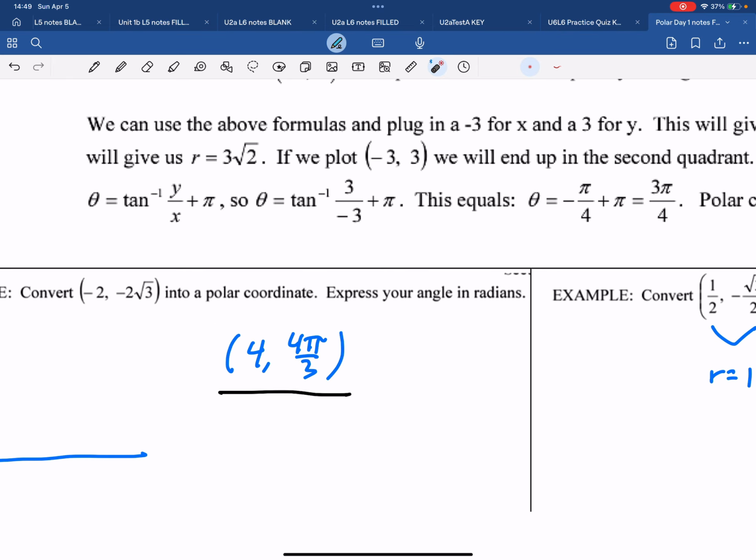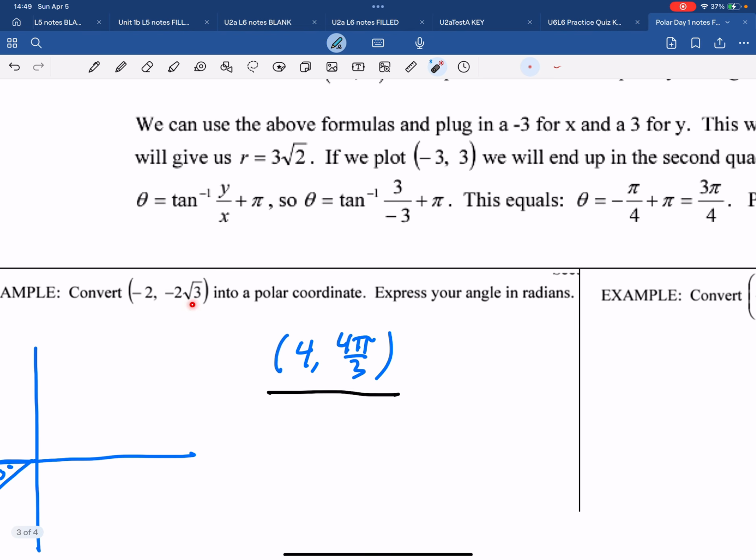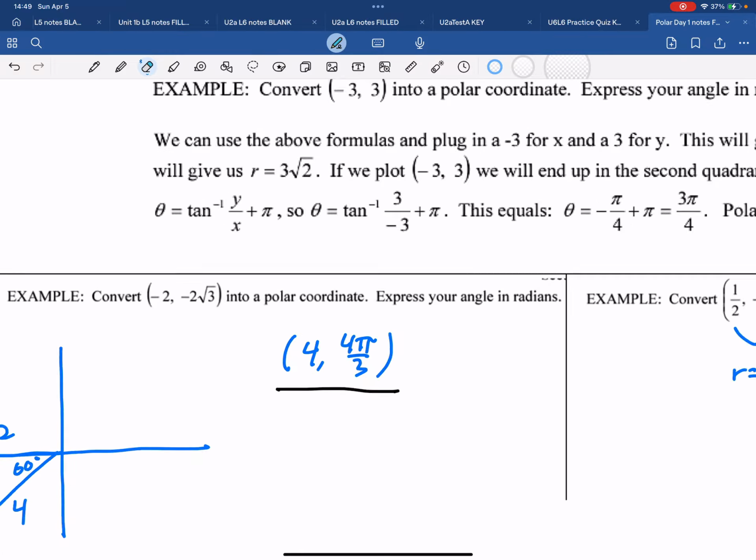Couple examples here. Okay, -2, -2√3. And guys, what we want to remember is, we're going to start to see this a lot, but this is really the same as √3/2 and 1/2 here. So when we see this √3 and not anything else, you can think 30, 60, 90. Okay, it's a good little trick to remember.